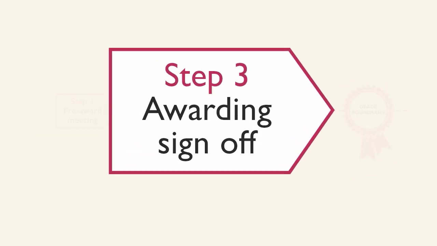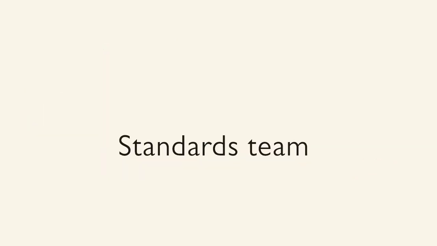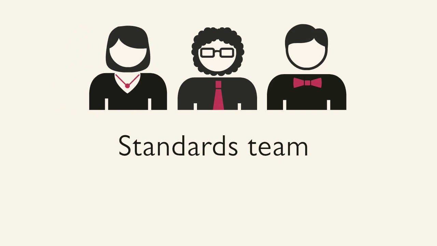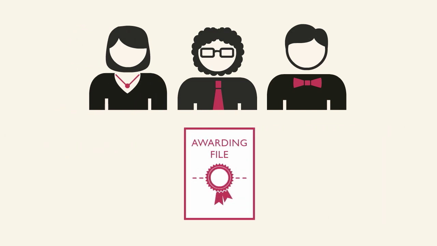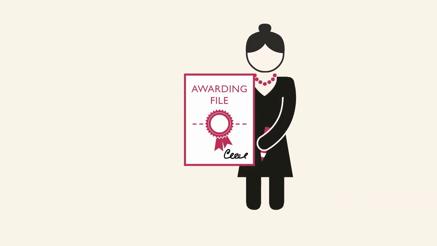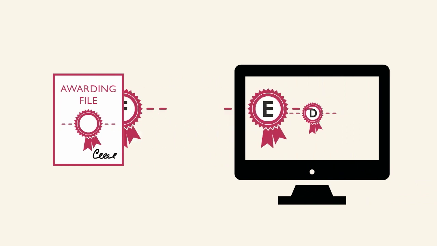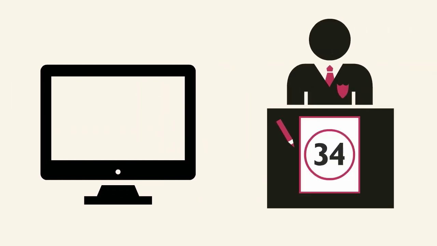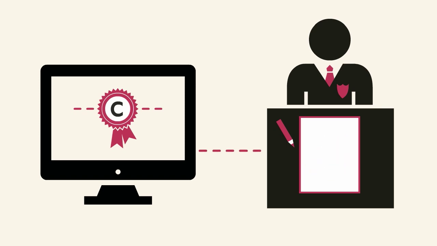Step 3. The awarding sign-off. The standards team check all of the decisions to ensure there is enough evidence to justify the grade boundary recommendations. It is then signed off by Pearson's responsible officer. Once the grade boundaries have been signed off, they are entered into our computer system so that a student's mark can be translated into their final grade.